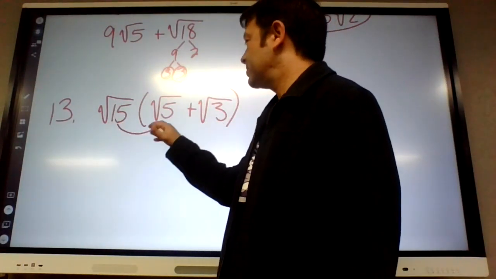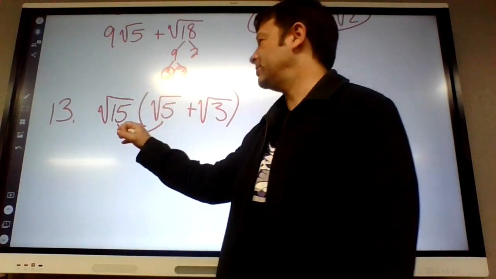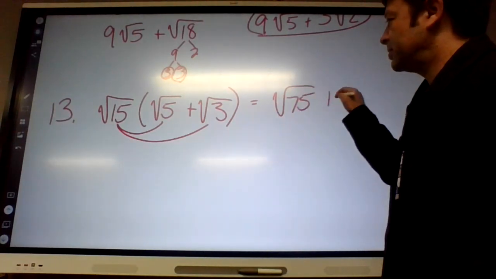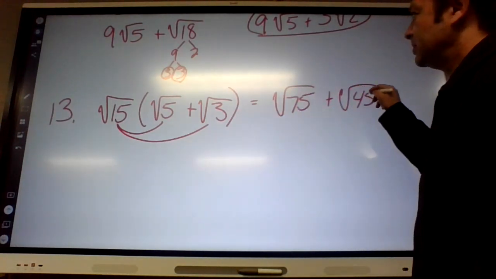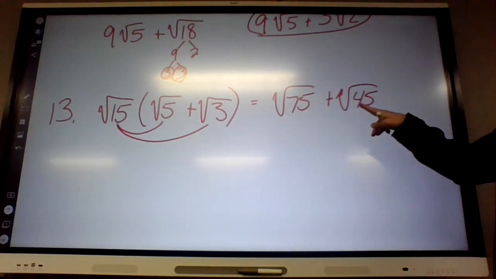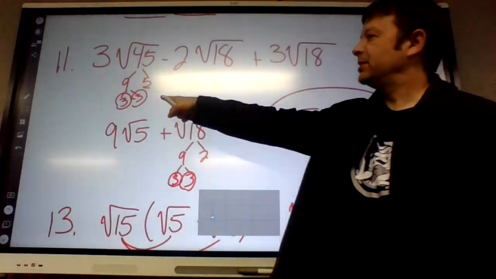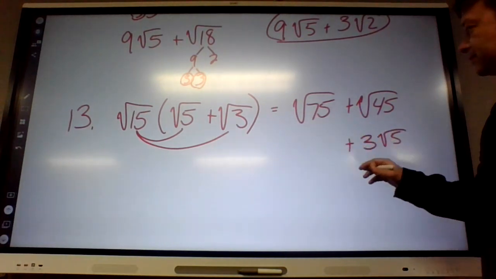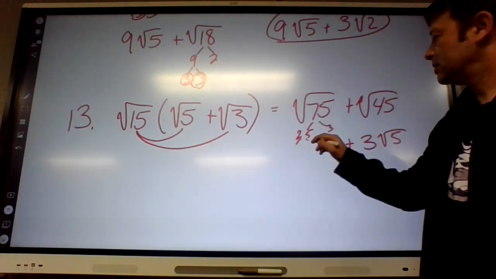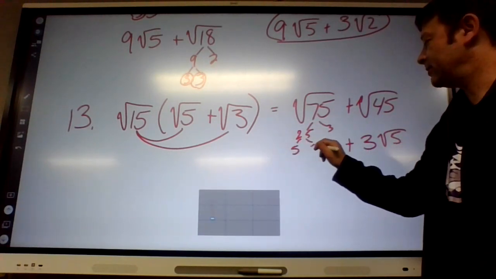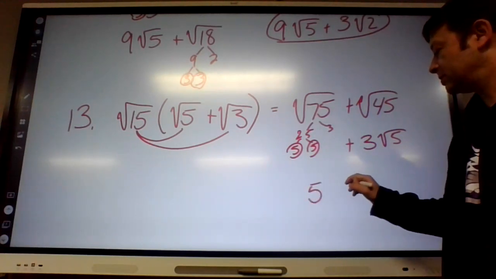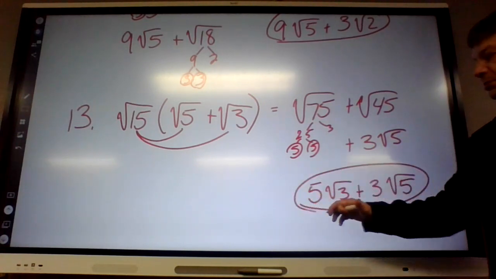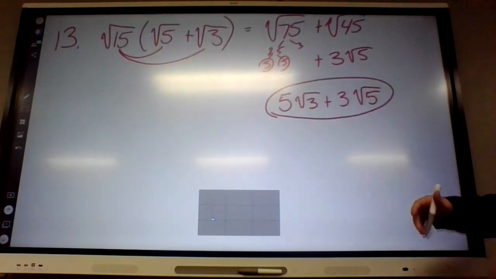All right. What kind of problem is this? Distributive. So square root of 15 times square root of 5 plus square root of 15 times 3. Now, didn't we just do 45 a second ago? Yeah, it's 3 square root of 5. What's going to go into 75? 5. So it's 5 square root of 3. And the other is 3 square root of 5. Do those add together? No, they don't.